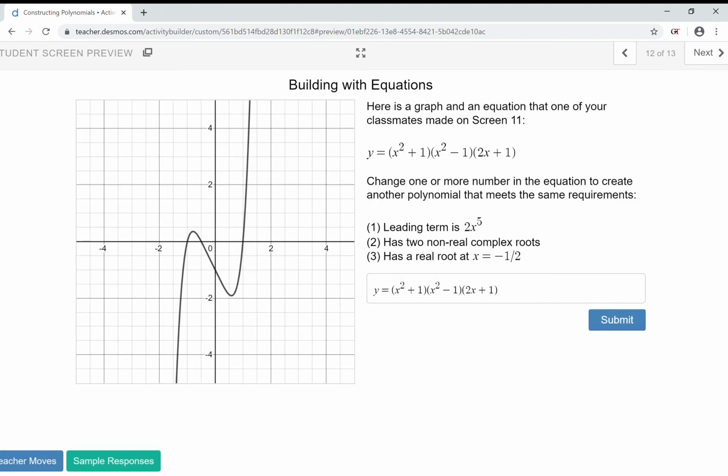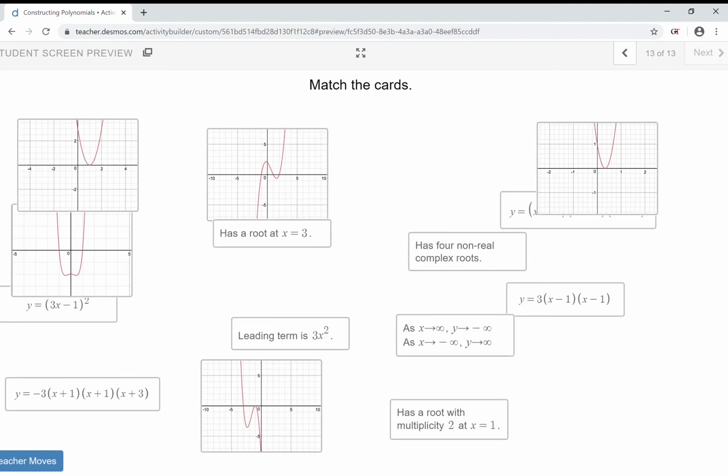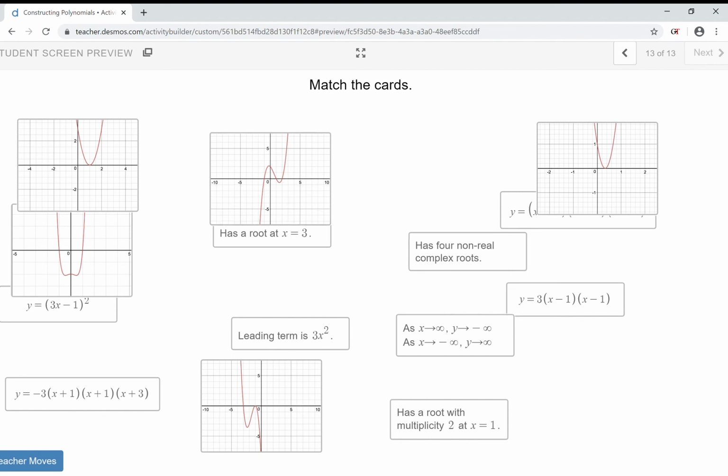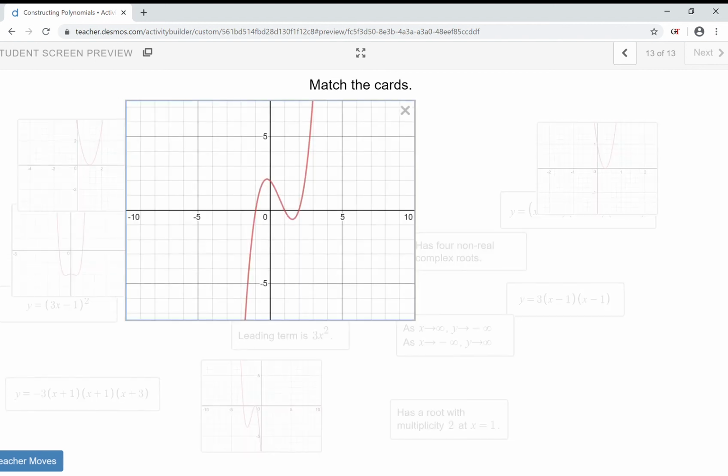Number 12. Here you're just going to change one number, see what you can change so that it still makes sense. What might be helpful is if you guys open another tab and go to desmos.com/calculator and actually graph it if it does not change your graph for you, okay? And then the last slide, you are just going to match the cards, all right? So you can click on the card and hold it if you wanted to zoom in, all right?